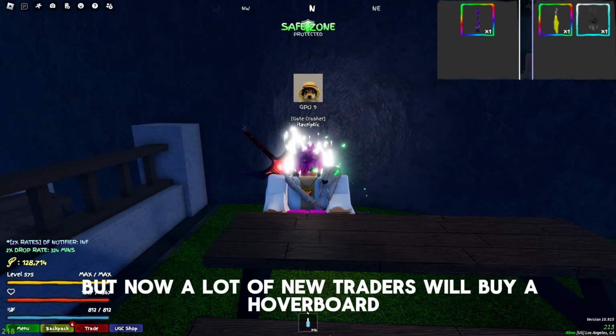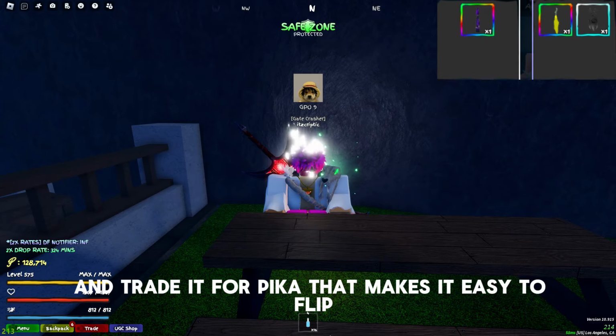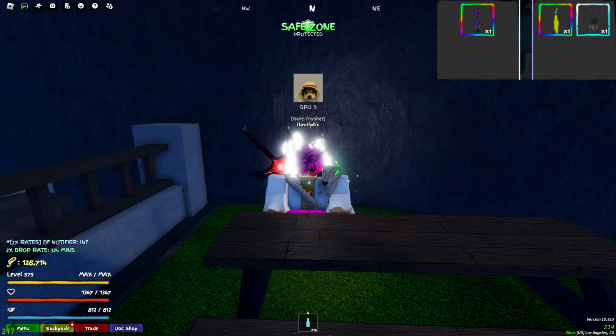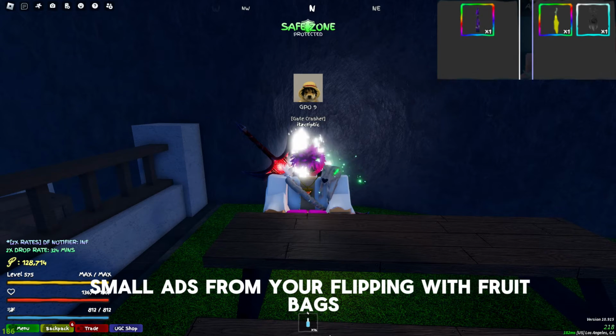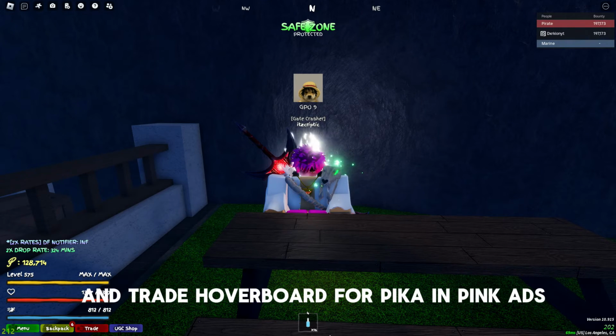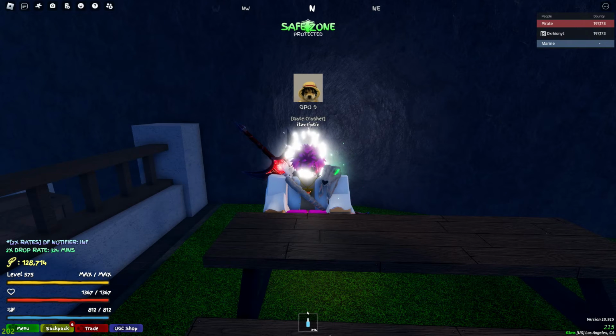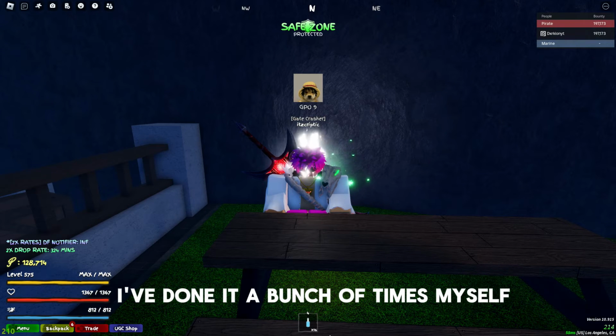But now a lot of new traders will buy a hoverboard and trade it for Pika. That makes it easy to flip. Or you can trade Pika small ads from your flipping with fruit bags and Pika for hoverboard, then trade hoverboard for Pika and pink ads. Super duper easy thing to do. Very doable. I've done it a bunch of times myself.